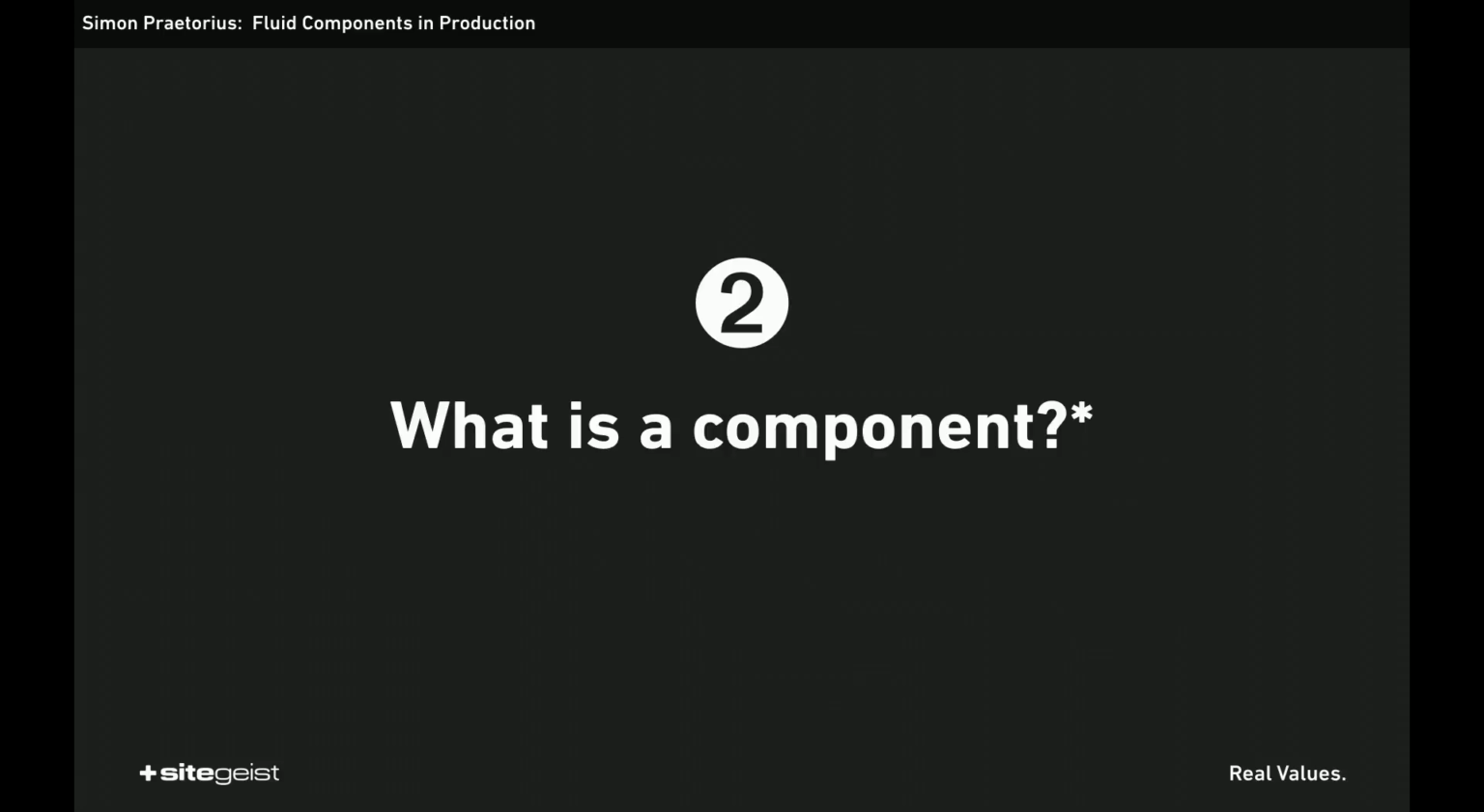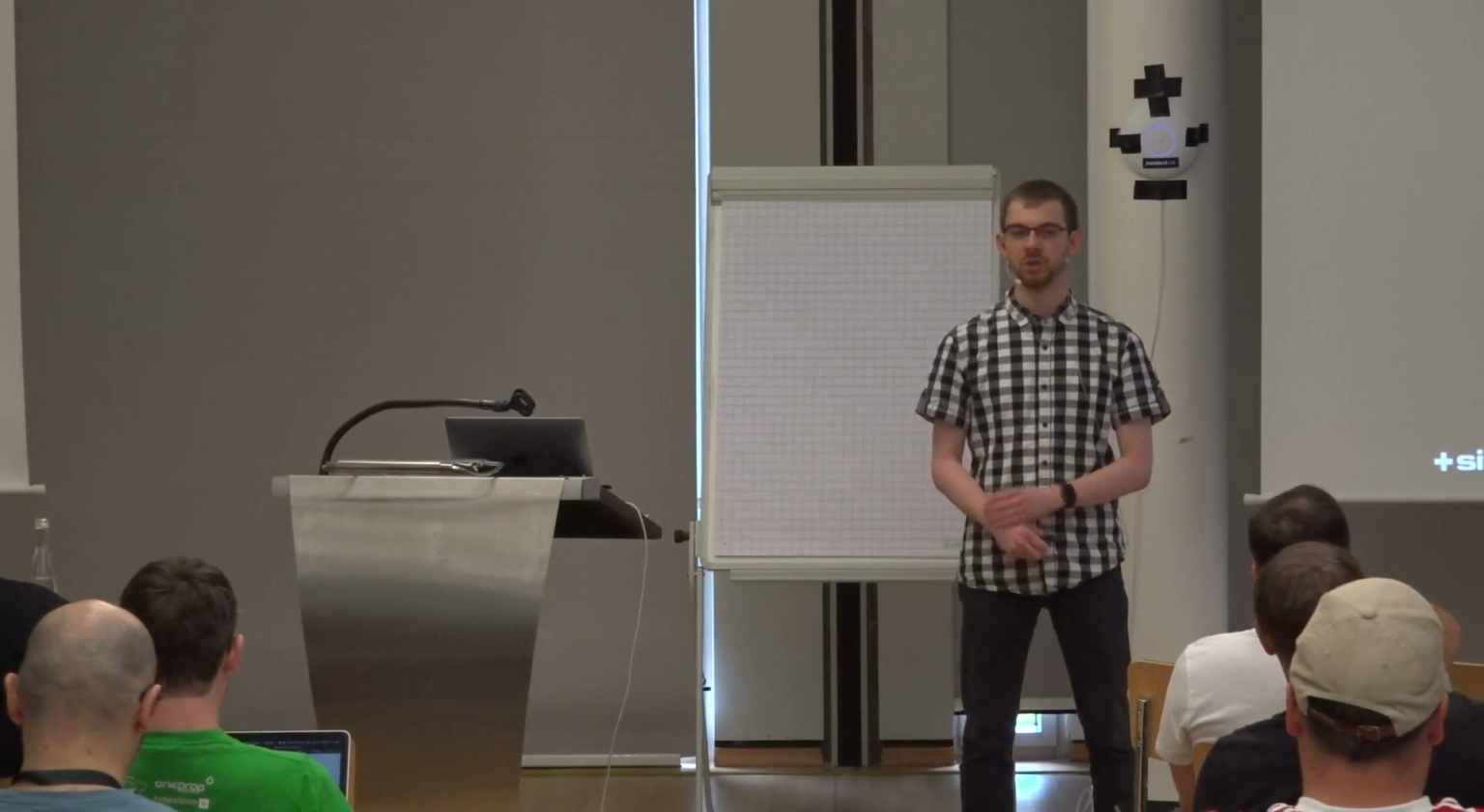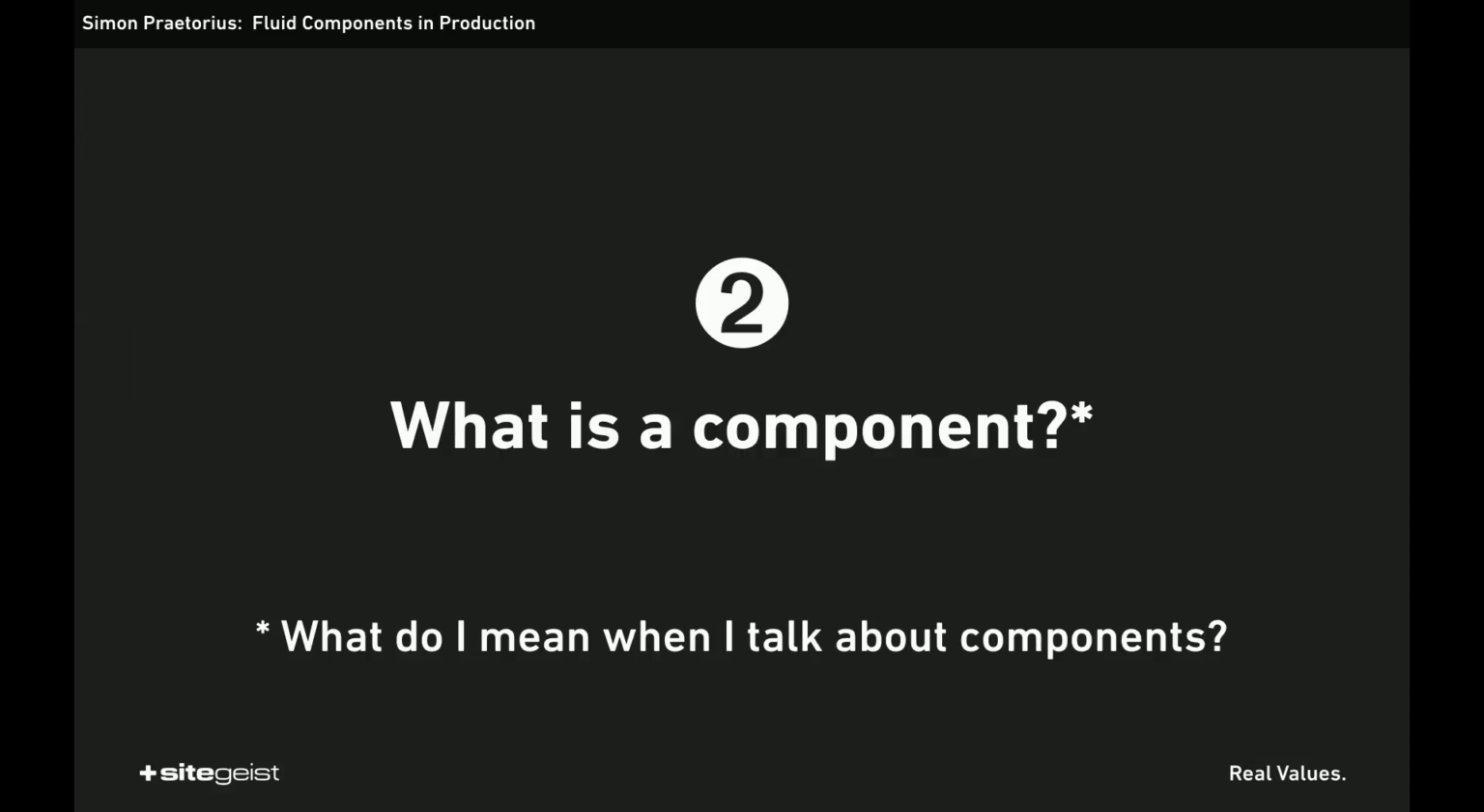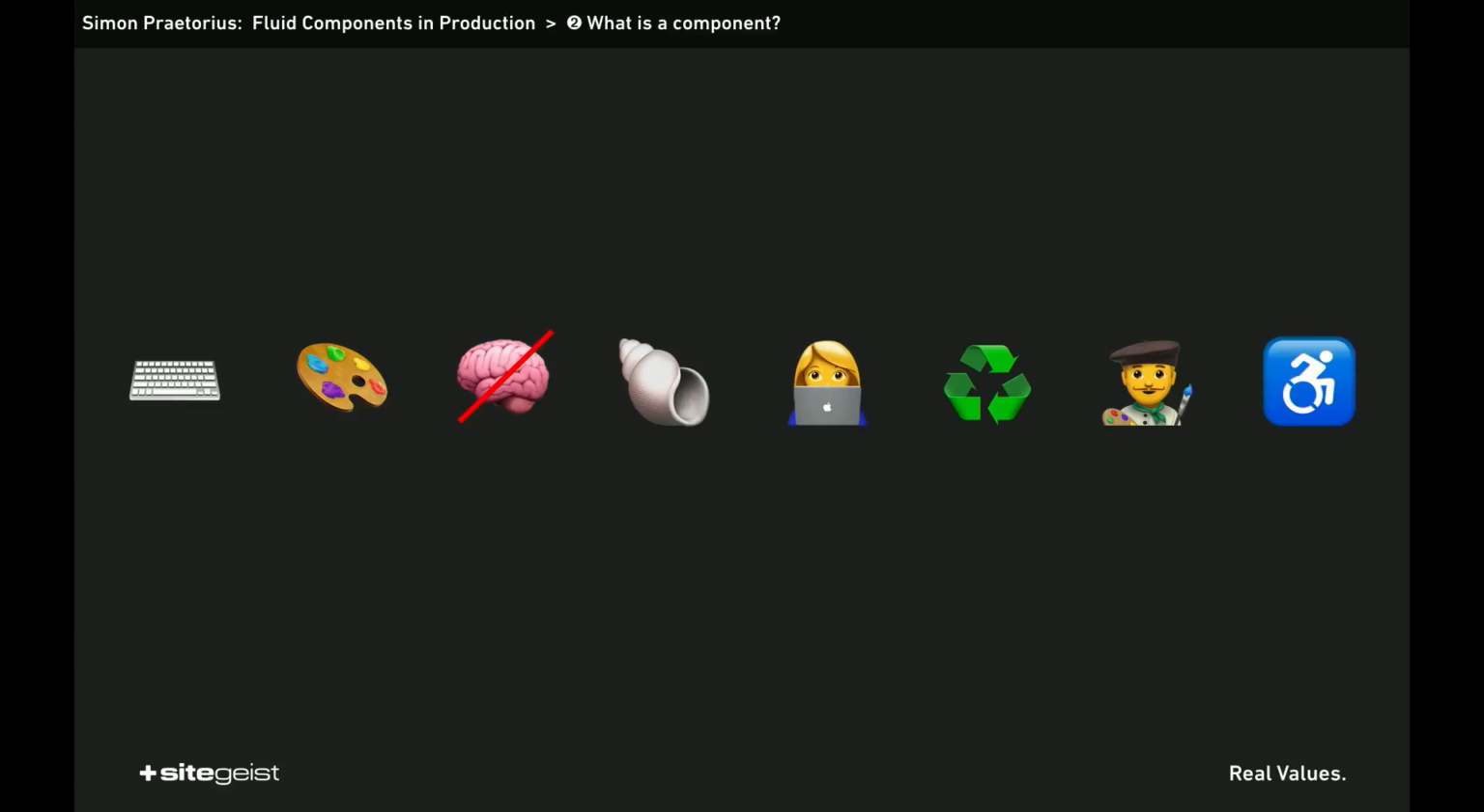So first, what is a component? A component can mean everything and nothing, so I'm going to talk about what I mean for this talk when I talk about a component. And I prepared some nice emoji for that. First of all, a component for me in this talk is some piece of code, usually some markup, but also some CSS alongside and maybe some JavaScript. But for the purpose of this talk, it's markup, Fluid.